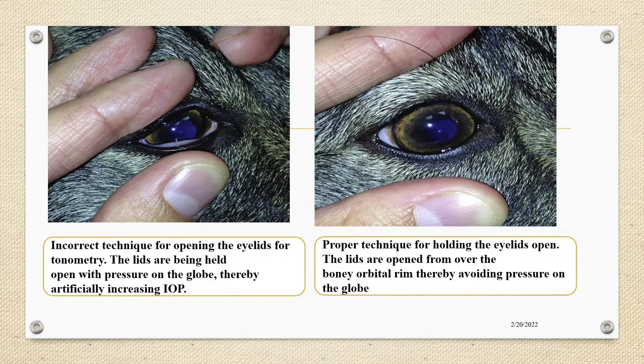There are incorrect techniques, mistakes that most beginners commit. If you see in the first image, the finger is pressing the globe, so indirectly it increases the intraocular pressure. The correct mechanism is that the finger should be on the orbital rim and the eyelid opened like this. Now you can check the intraocular pressure. This is the correct way of measuring the intraocular pressure without any error.